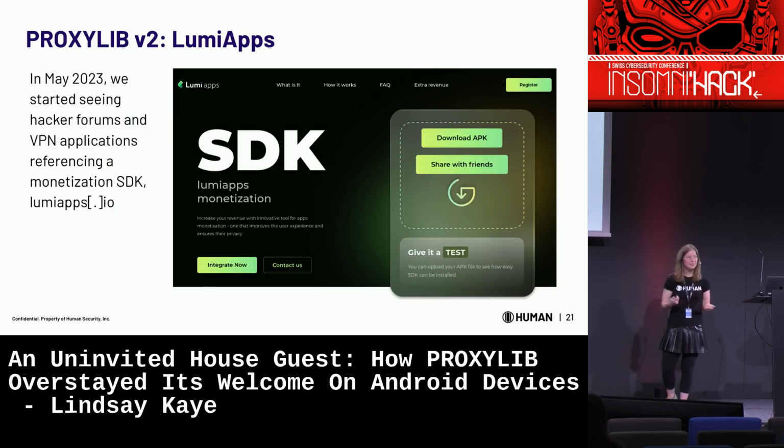So, PROXYLIB v2. At this point, we had gotten those apps taken down and had some signatures for PROXYLIB v1. Obviously, this was something we continued to monitor because it was of interest to us to see how it evolved. Sometime around May 2023, we started seeing a little bit of chatter on hacker forums and then looking in some VPN applications that were available, talking about a monetization SDK called lumiapps.io.